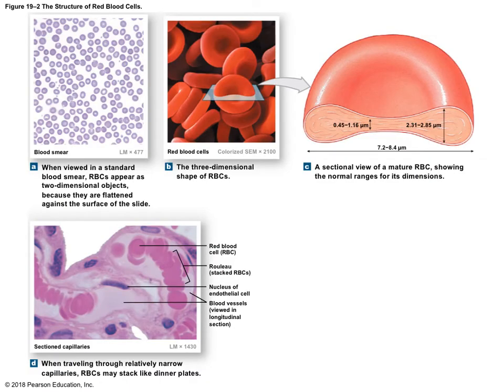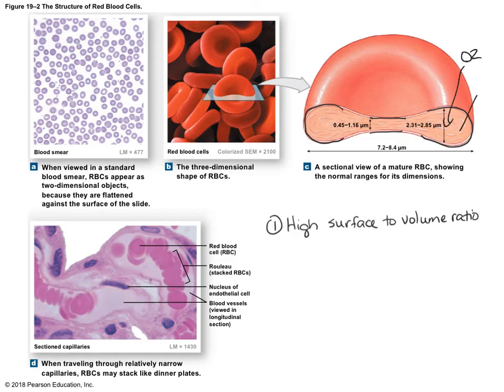Red blood cells are small, specialized discs that are thin in the middle and thicker at the edge. The shape of these red blood cells give three important effects. First of all, there's a high surface to volume ratio, meaning there's a lot of surface area for these red blood cells. So this high surface area allows for oxygen to be quickly absorbed and then released. It also allows the red blood cells to form stacks called rouleaux.